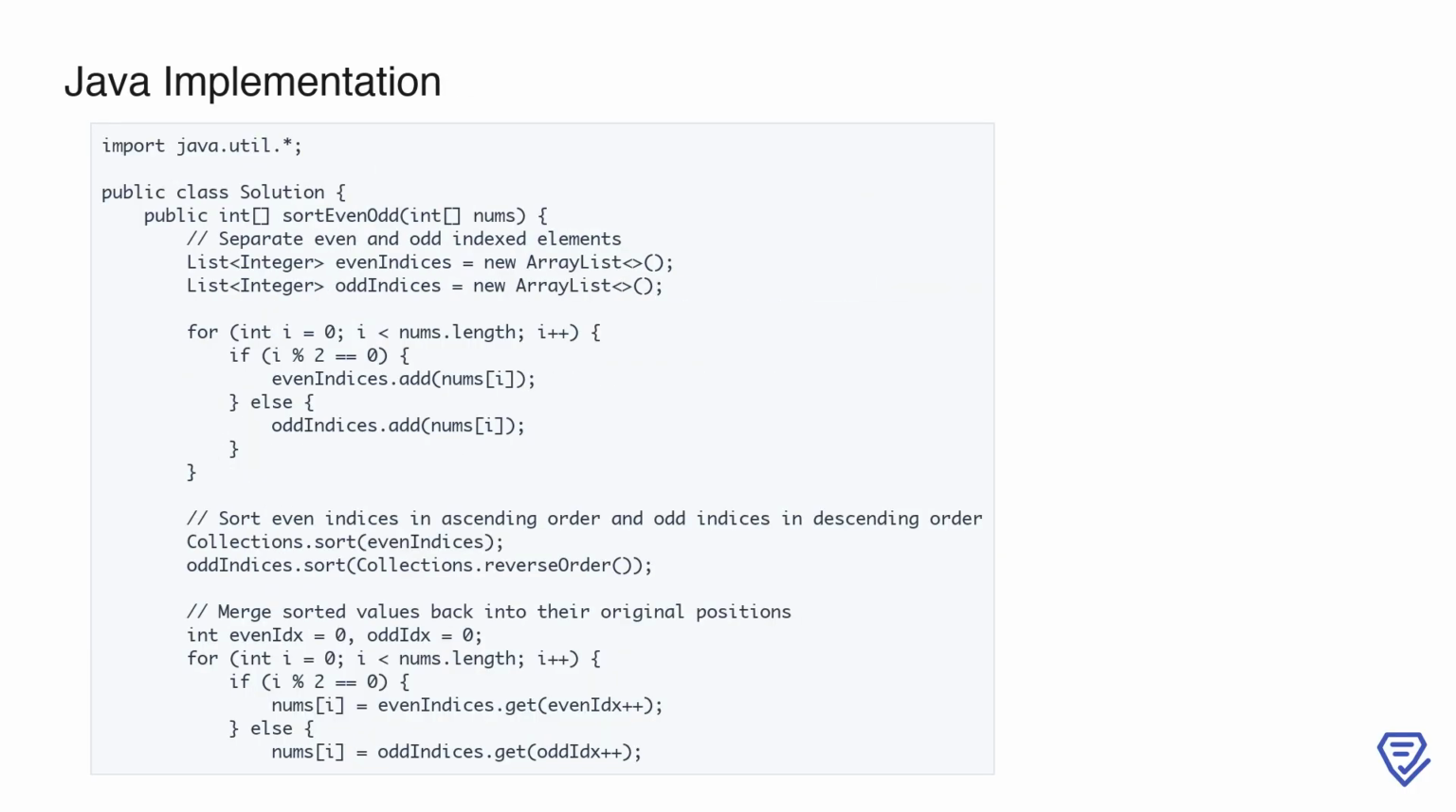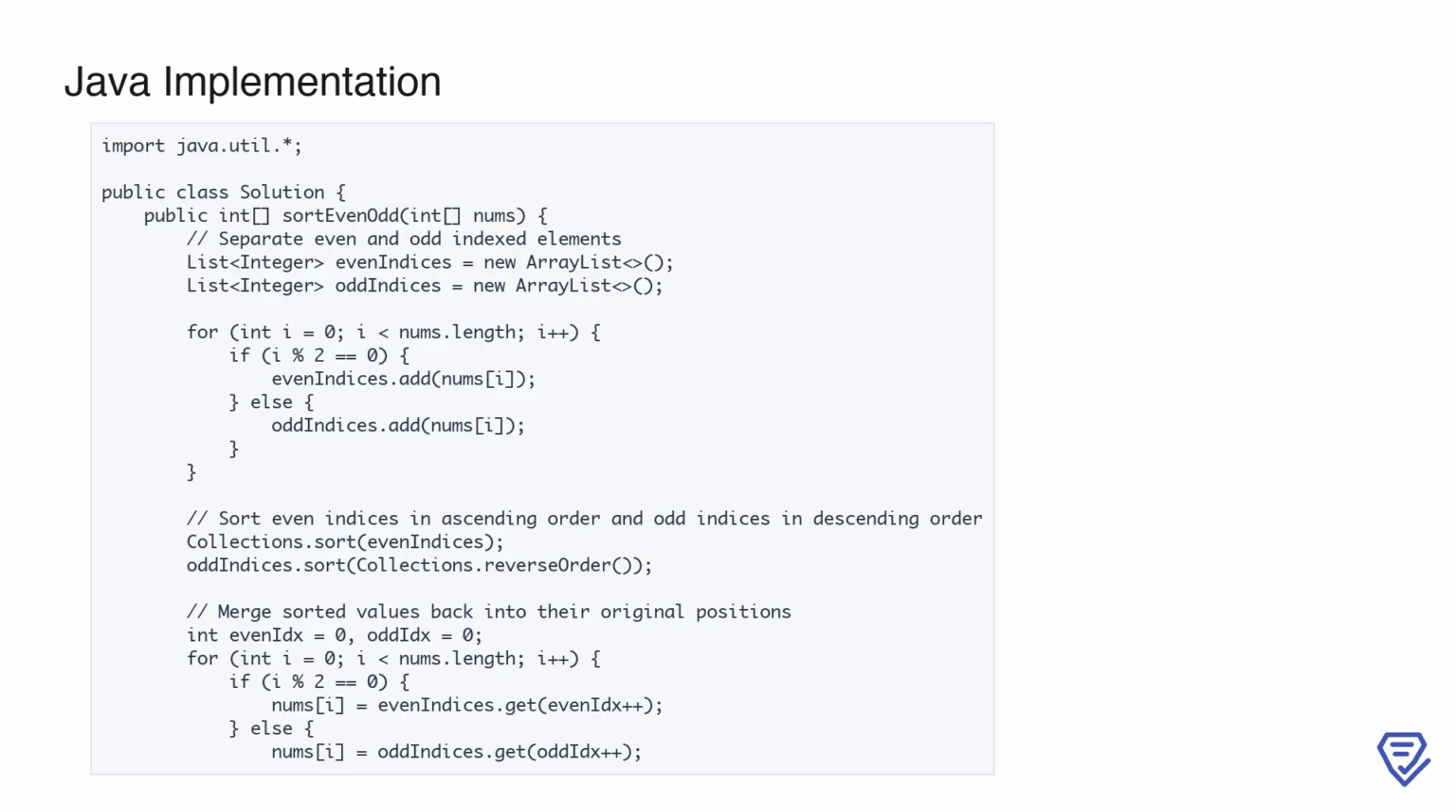Here, we start by importing necessary Java utilities like java.util.* to make use of collections for sorting. Inside the sort_even_odd method, the goal is to sort elements at even and odd indices independently. We first create two lists, even indices to store elements at even indices and odd indices for elements at odd indices. Using a for loop, we iterate through the input array nums. For each index, if the index is even, we add the element to the even indices list, and if it's odd, we add the element to the odd indices list. This separates the array into two distinct groups based on their indices.